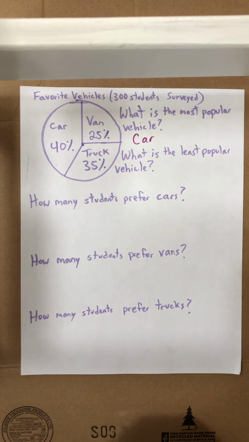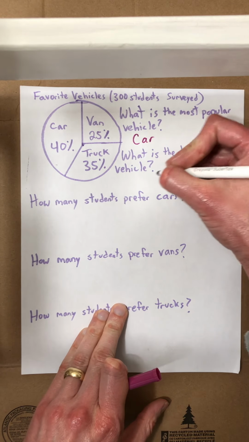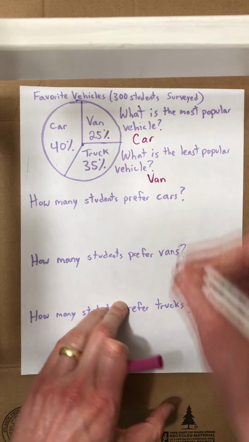What is the least popular vehicle? This will be the smallest section of the circle graph. In this case, it is vans, 25%. So we will put van on here for that one.